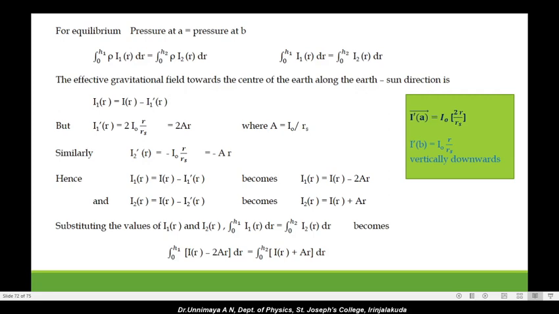Earth-Sun direction. Along the direction of A, we take the effective gravitational field along the point A. That is I1 of r is equal to I of r minus I1 prime r. Now what is I1 prime r? I1 prime r is, we took I prime a. What was I prime a? 2I0 r by rs.